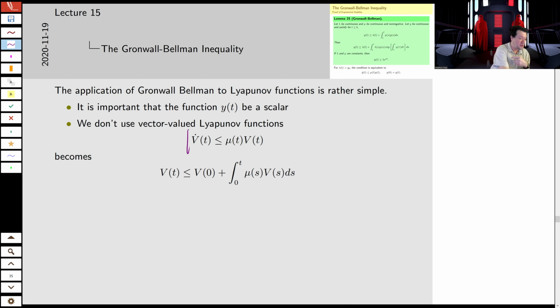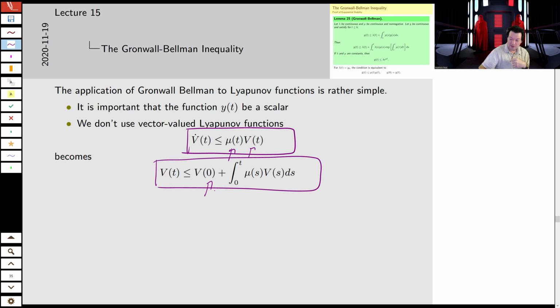In particular, we're going to show that v dot is less than some gamma of t times v of t. Or actually, we'll talk about it in a minute. And then we'll integrate that over time to get the conditions of the Gronwall-Bellman theorem.